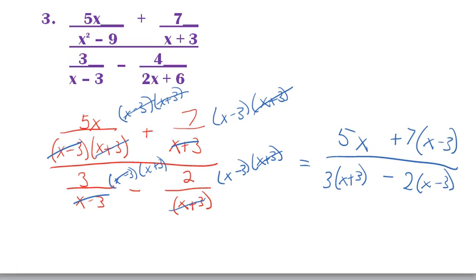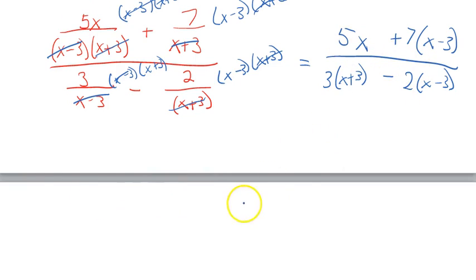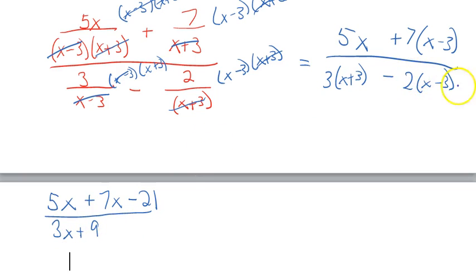And there could be reasons that you would want to keep it like this, but you may also want to distribute and combine like terms, so I'll do that with you. Okay, so I'm going to write down here, I have that 5x. I need to distribute the 7, so I'm going to do 7 times x and 7 times negative 3. So I get 7x and negative 21. And then on the bottom, I'm going to distribute the 3 and get 3x plus 9. And then distribute the negative 2, make sure you take that negative with it. You get negative 2x plus 6.